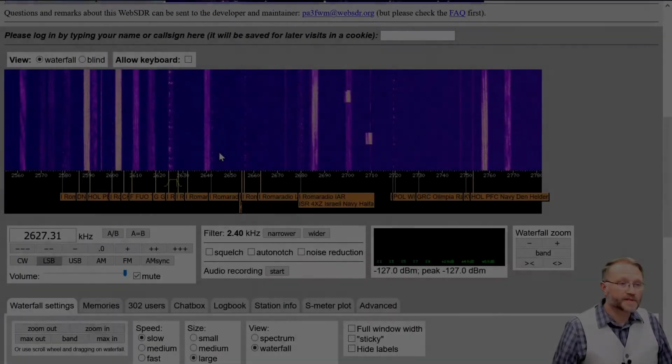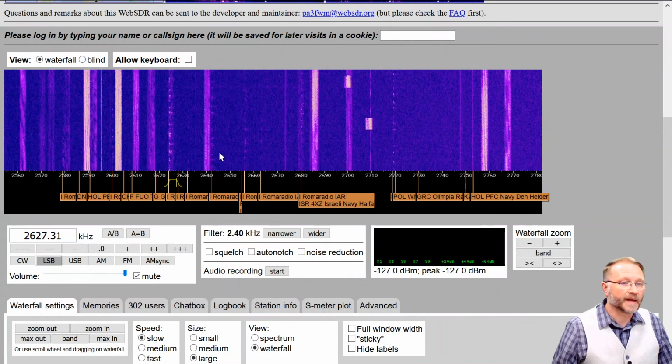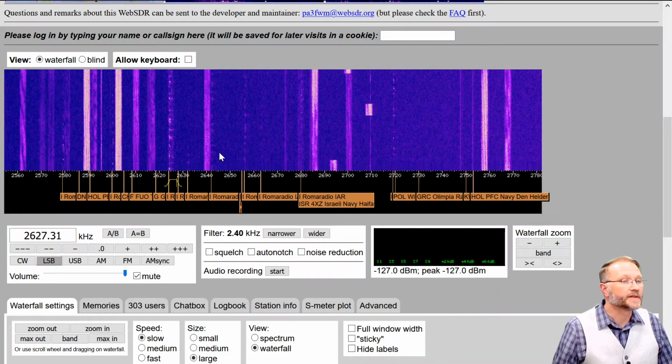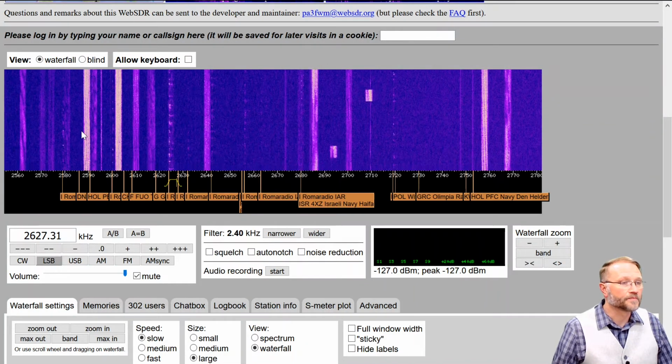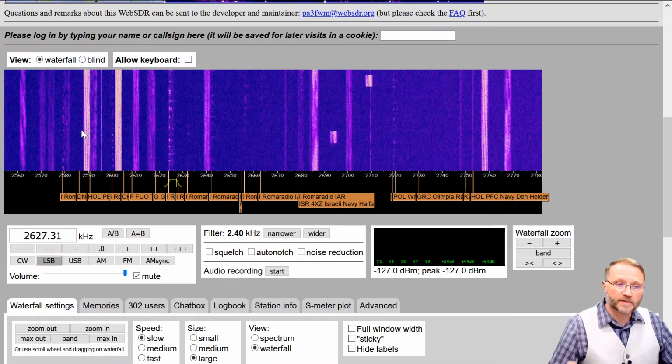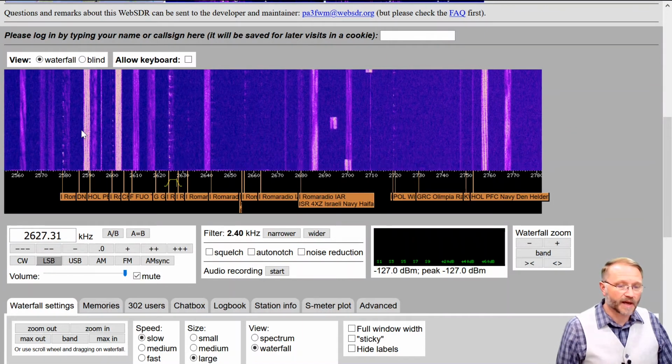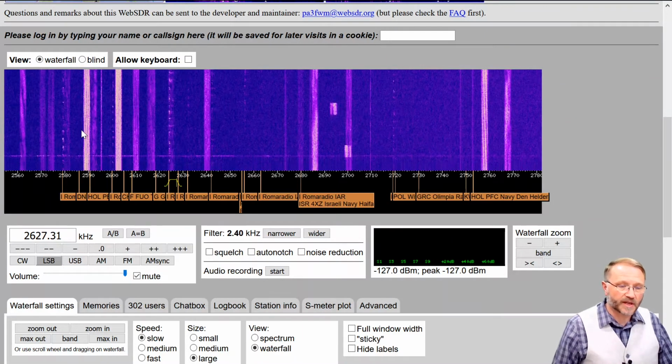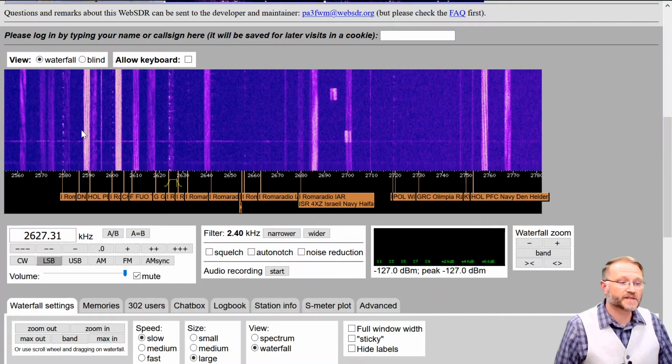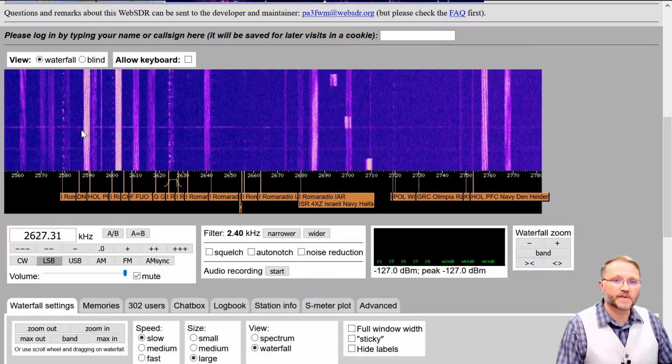While I can't say for certain, I suspect we are looking at military operators in this particular waterfall right now. We have computers talking to other computers, and with this type of communications, with a modem on each side, you're able to send text messages back and forth.